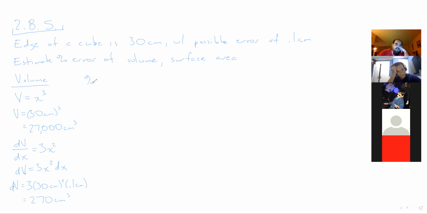So the way I find the percent error is by taking my pure error and dividing it by the nominal volume, the volume that I would have if all my measurements and calculations were perfect, and then multiplying that by 100%. I get 270 centimeters cubed over 27,000 centimeters cubed times 100%, and I think that comes out to be 1%.